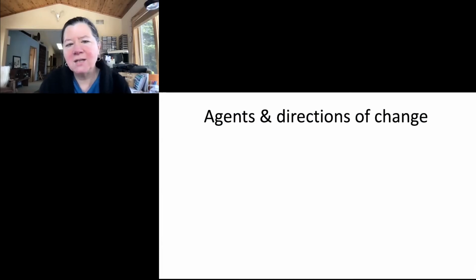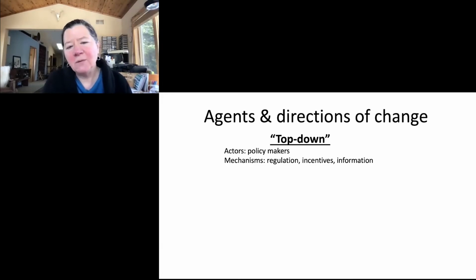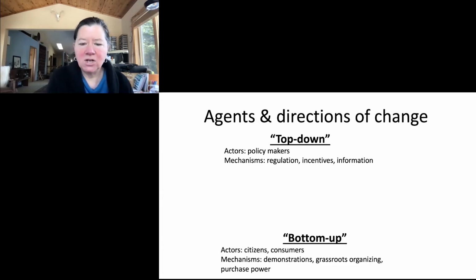So the first thing I wanted to talk about a little bit was agents and directions of change. Allison, in her introduction, mentioned change from the bottom up and top down. Generally, when we think about making change, top-down change means that policymakers are making regulations, using incentives and information to drive the market and actors in the market to make changes. Bottom-up change is generally citizens or consumers. I think in Allison's idea, this may also be individual teachers. But more generally, it's grassroots demonstrations, organizing, and perhaps purchase power.